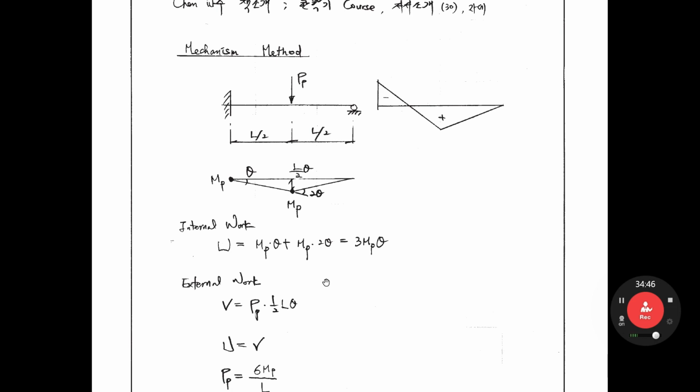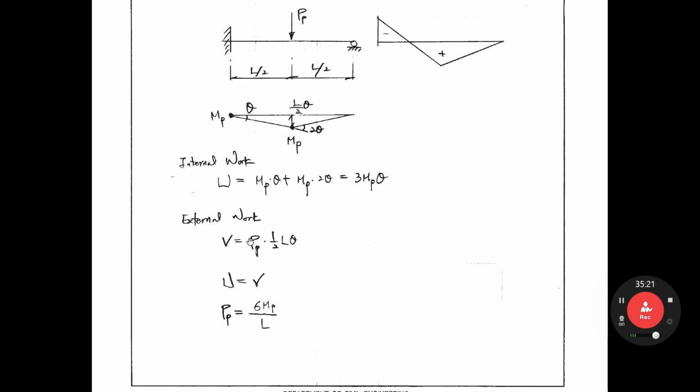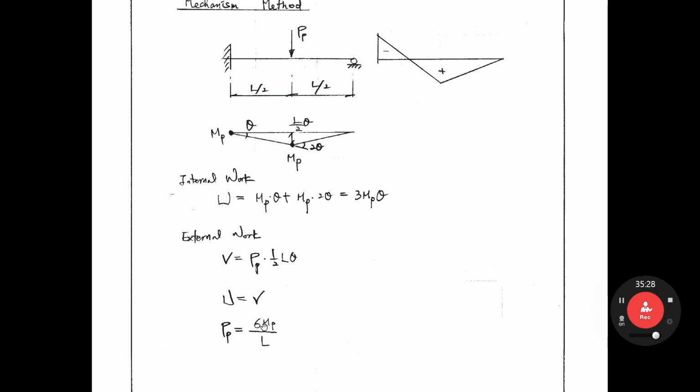So we get the internal work. MP times theta, equal to work, energy. MP theta here, MP times 2 theta. How about here? There is no plastic hinge, so no work occurs. Plastic hinge here, and theta times theta, then we get the internal work. External work is PP times this displacement, PP times L over 2 theta, right? So internal and external work must be identical. From this equation, the plastic collapse load is 6 MP over L.